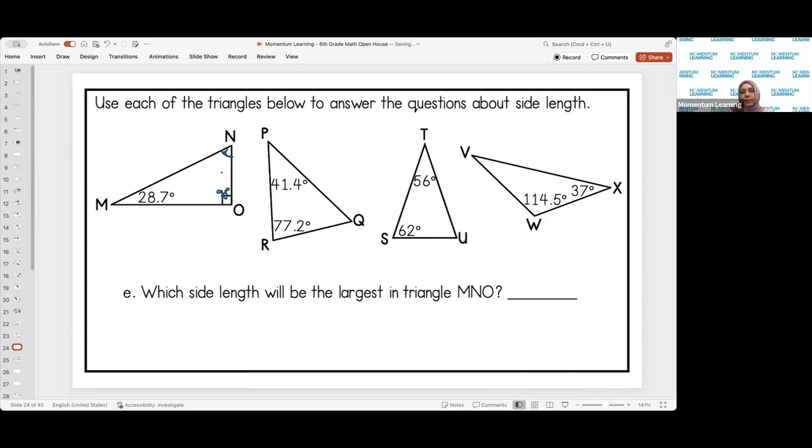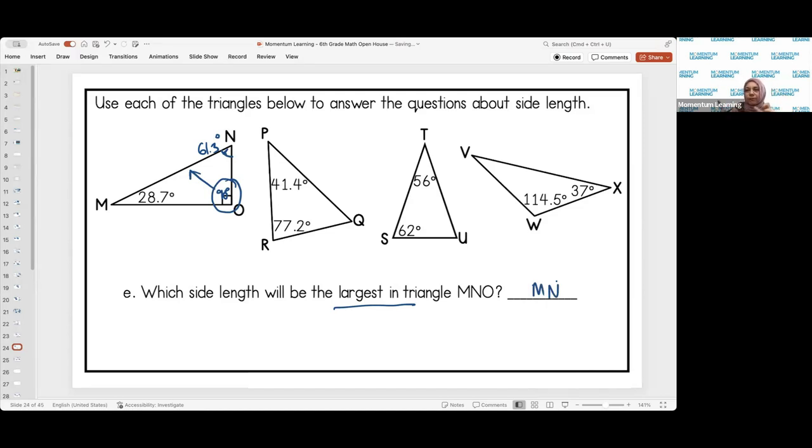So what is that angle? So it will be 61.3. Am I right? 61.3, right? This angle. Am I correct for the solution? Okay, you're right. So which one is the largest? Largest means the greatest angle, which is 90 degrees. Opposite of this one will be MN. So the MN, side MN will be the largest side.